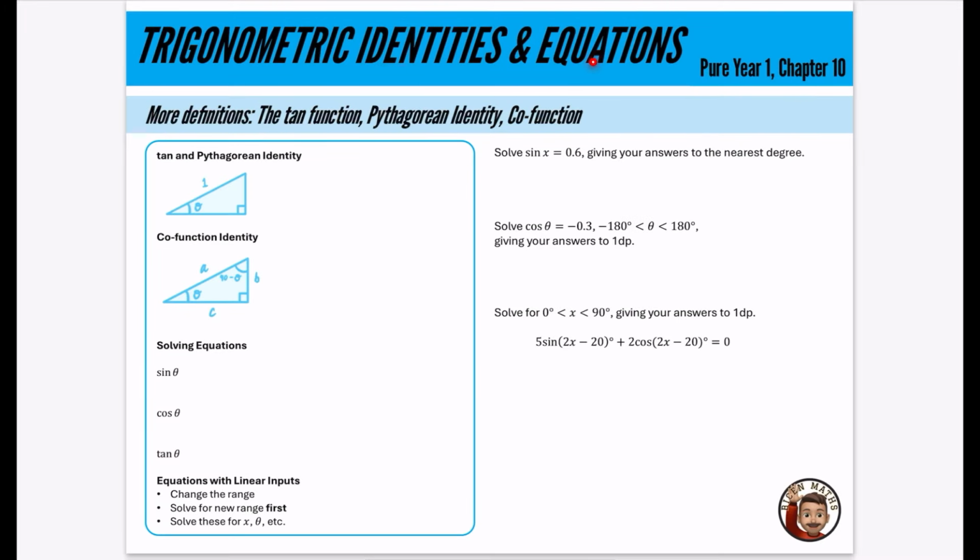Okay, we're now on to Trigonometric Identities and Equations, which is pure year 1, chapter 10. And we're going to start off with some more definitions for the tan function and the Pythagorean identity and the cofunction. And then we're going to do some equation solving over here.